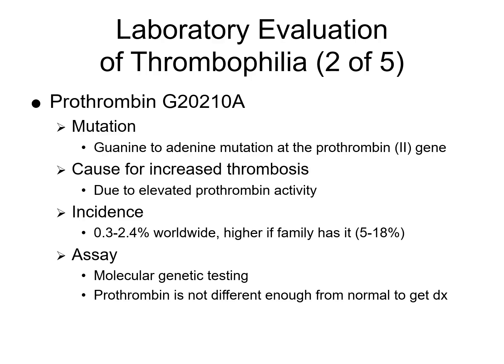For the incidence, the mutation occurs in about 0.3 to 2.4% of the general population worldwide. The prevalence is actually higher in families with a history of thrombosis, ranging from 5 to 18%. For diagnosis, we would do a molecular genetic test or a DNA analysis to help identify the mutation. Standard blood tests measuring prothrombin levels or activity are not sufficient for diagnosis because prothrombin levels may not differ enough from normal.